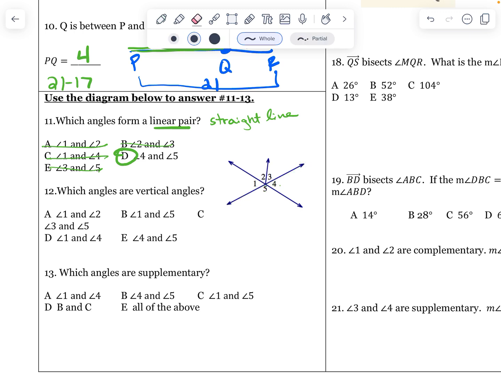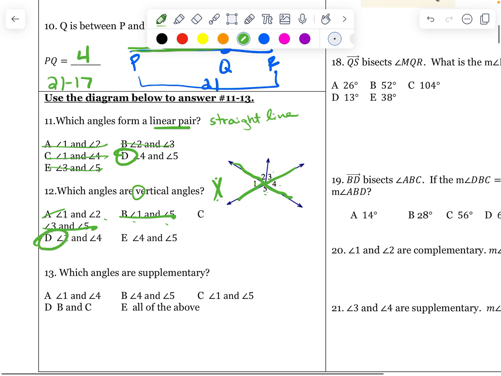Which angles are vertical angles? 1 and 2, no. Vertical angles make a V, across from each other. They've got to be across from each other. 1 and 5, not vertical, no. Ooh, the C got messed up, that's okay. 3 and 5, they are not exactly across from each other. They'd have to be exactly across from each other, so not 3 and 5. 1 and 4, that works. Look at my little crooked V here. That is vertical. D is correct.